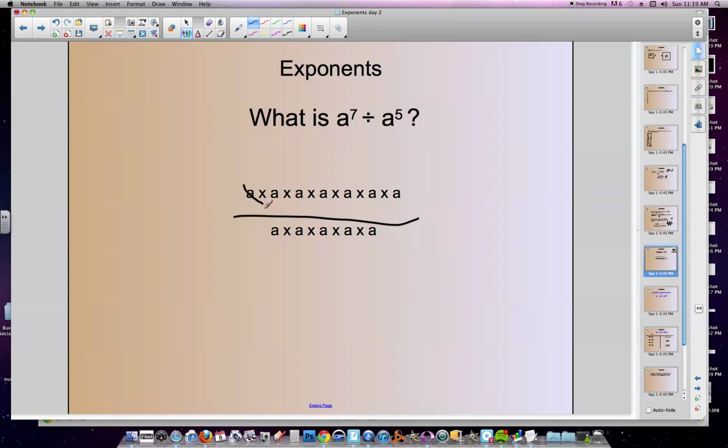So once again, we can start canceling these out, right? This is why we subtract. Those cancel out, and those, and those, and those, and those, and I'm left with 2 a's, right? A times a, or a squared. And yeah, we could have just subtracted these exponents. What's 7 minus 5? That's 2.